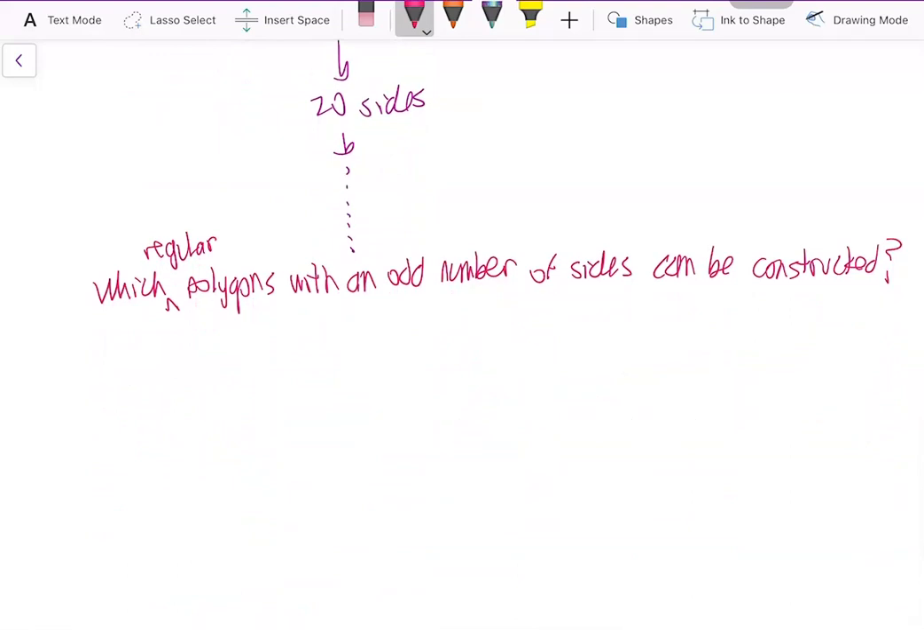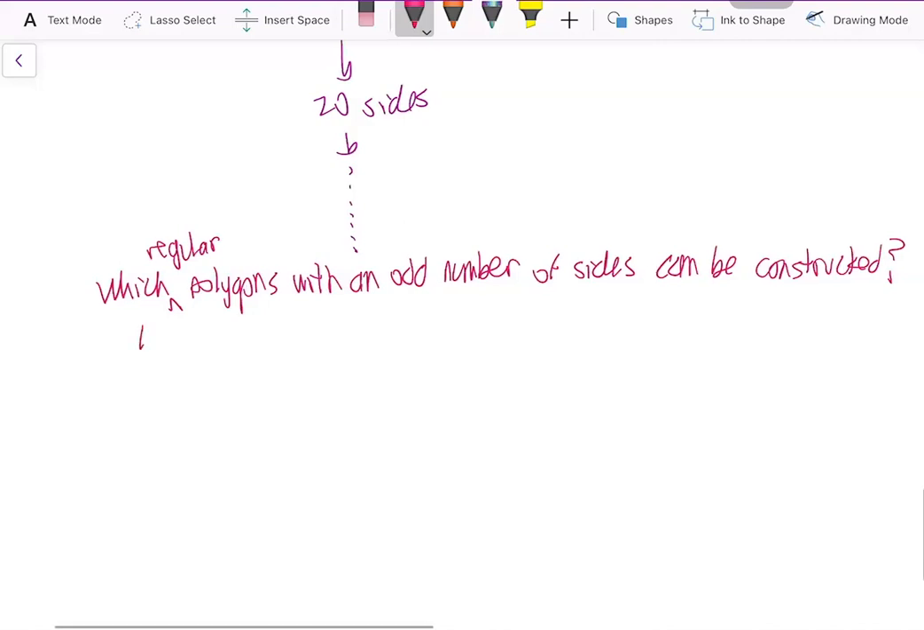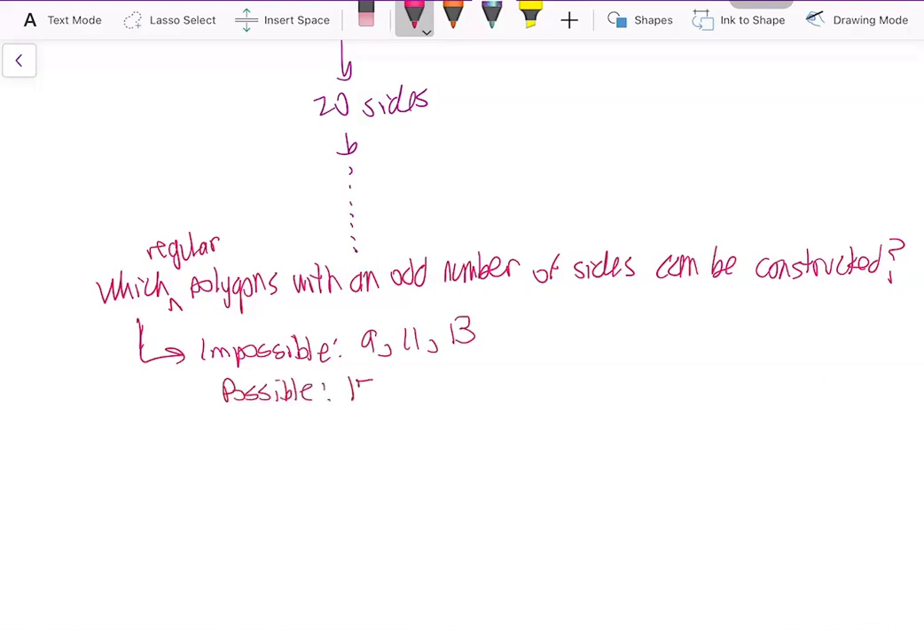Okay, so it turns out it is impossible to construct the following polygons for the following number of sides. It's impossible to do 9, 11, 13, and it is possible to do 15, and in fact it is possible to do 17, which is a prime number, and 15 is 3 times 5.